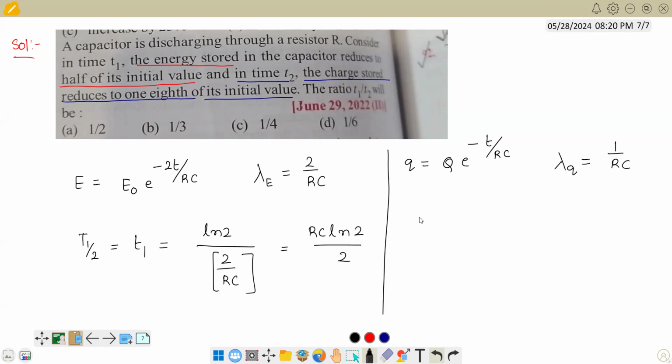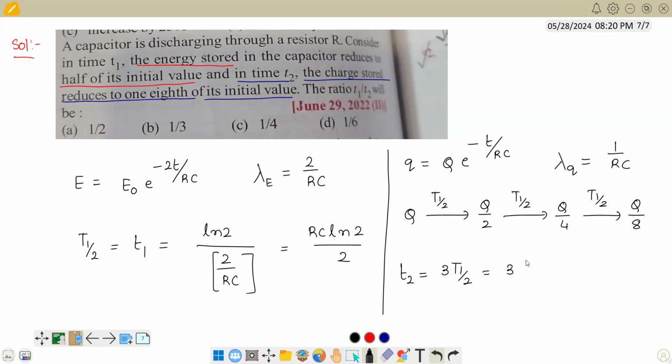So first we have charge Q originally. First it becomes Q by 2. Then it becomes Q by 4. In the next half time, it will become Q by 8. So what is the total time required for this? We need 3 half times. One half, second half, another half. So we need 3 times the half time.